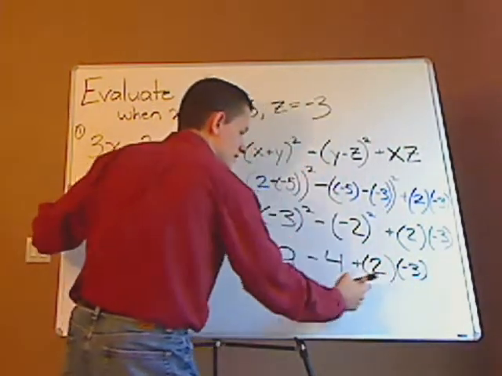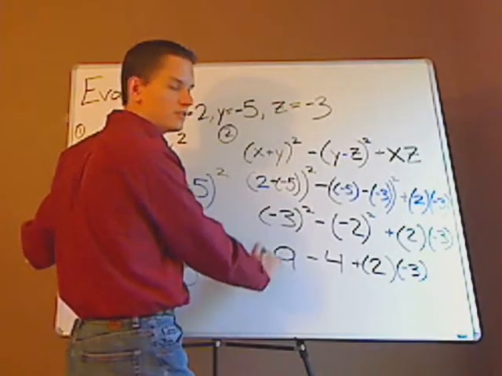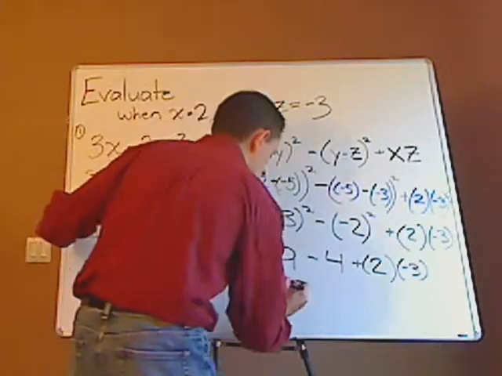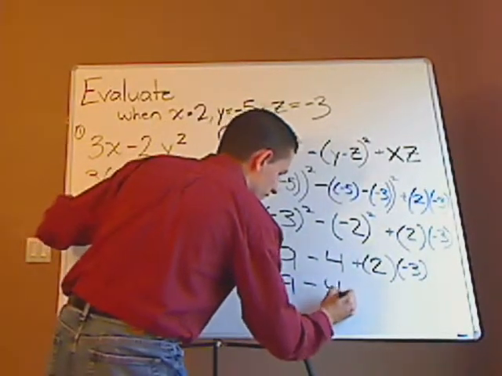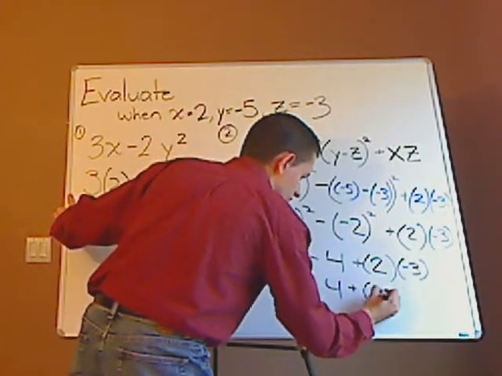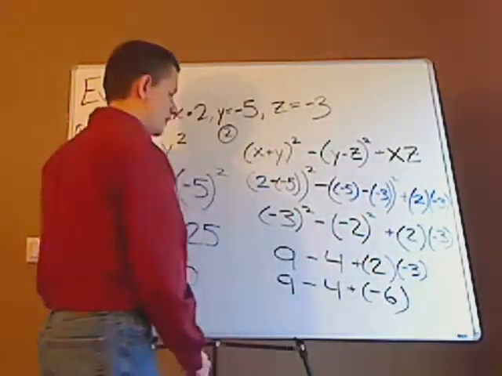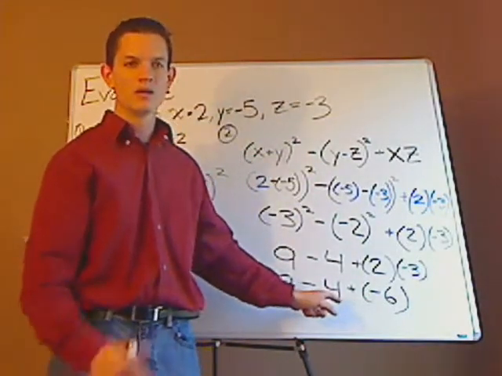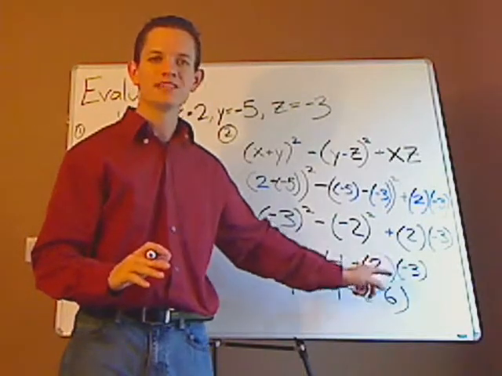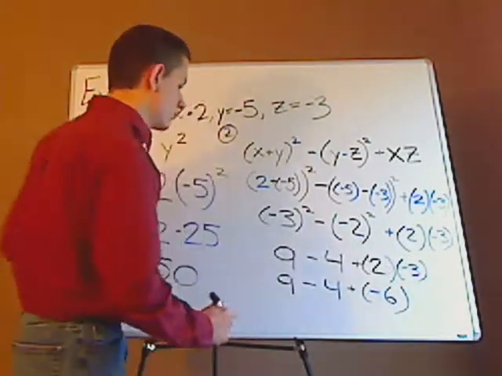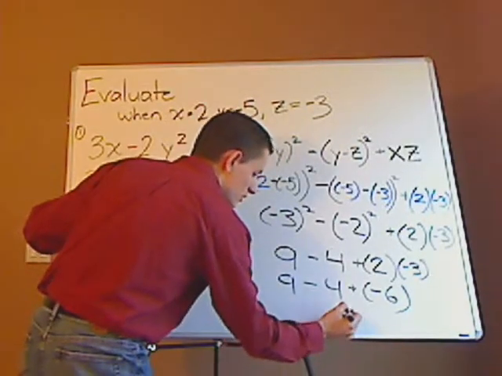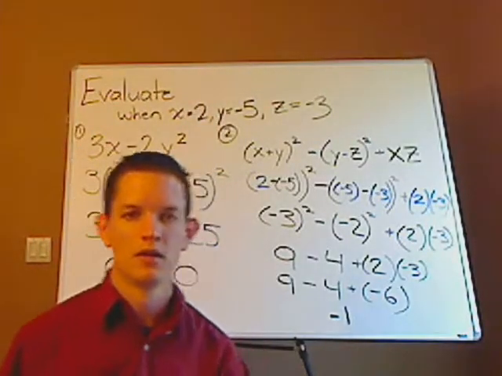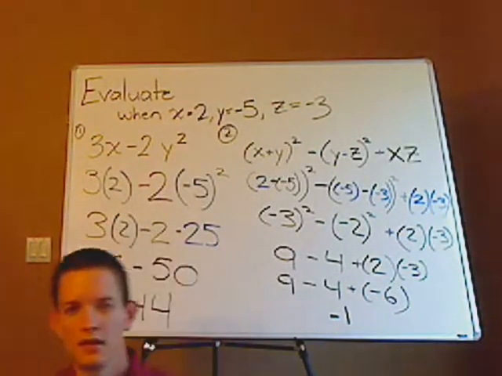negative 3. And like I said, this is multiplication, so before you do the addition and subtraction from left to right, you have to do this first. What's 2 times negative 3? Right, that's negative 6. Now let's just do this all at once. What's 9 minus 4? 5. And what's 5 plus a negative 6? Right, it just gives you a negative 1. And that is it.